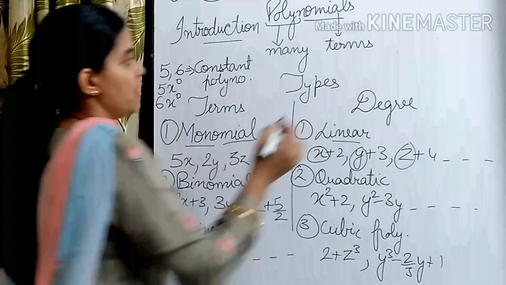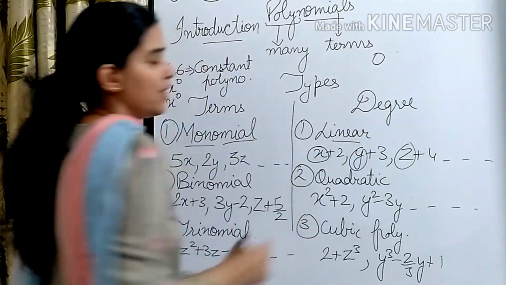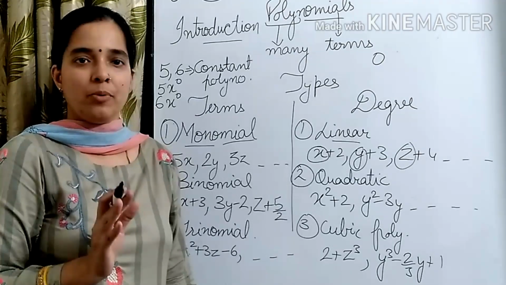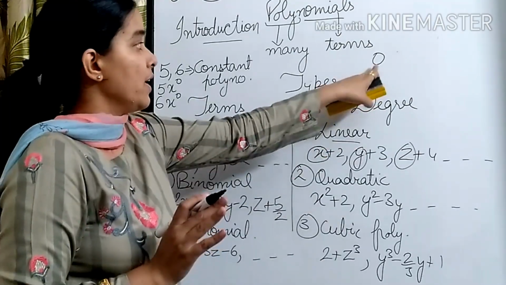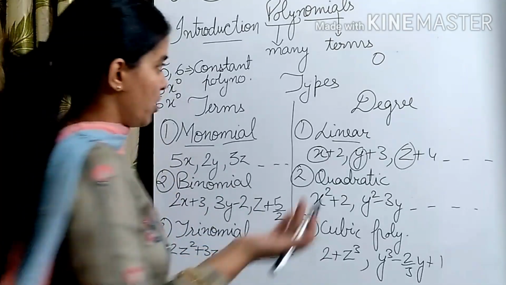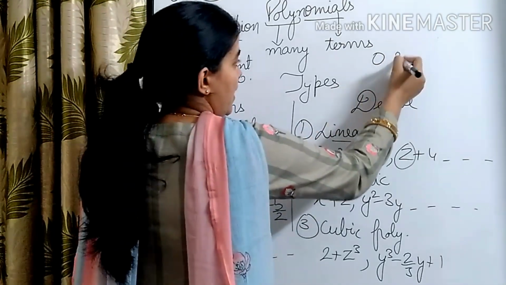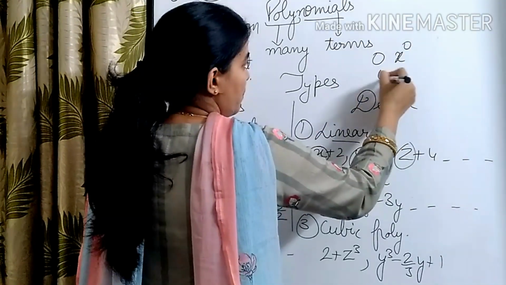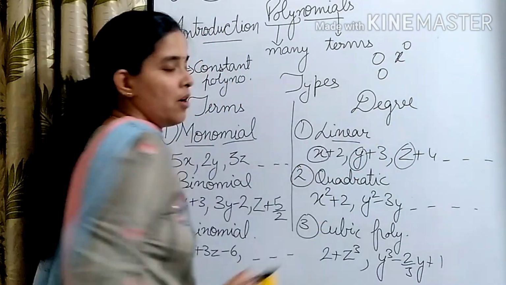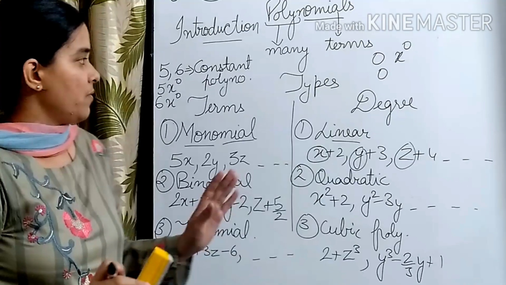Now one more thing, is 0 a polynomial? Yes, 0 is a polynomial and it is a very important polynomial. That is why we have given it a name which is 0 polynomial. Because in this case also you can write it as 0x^0. This way we can write it. That is why 0 is a polynomial. Okay, this is the first thing.